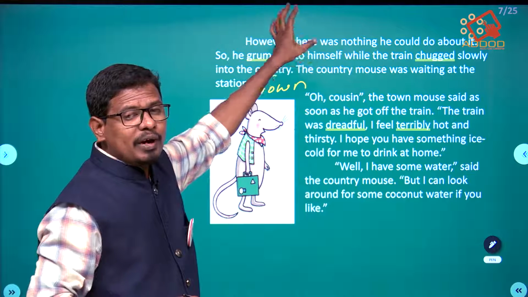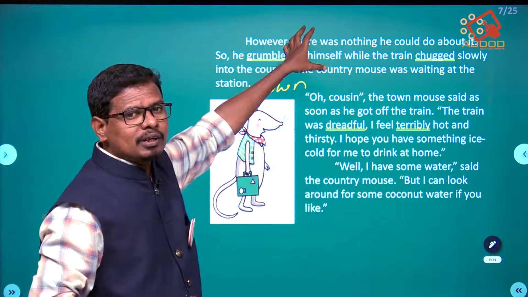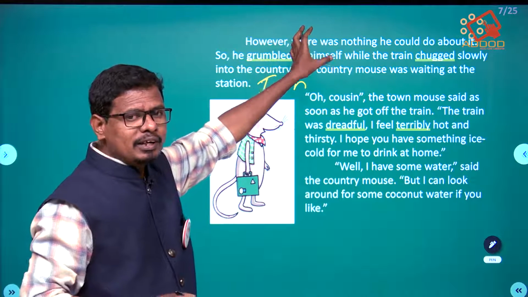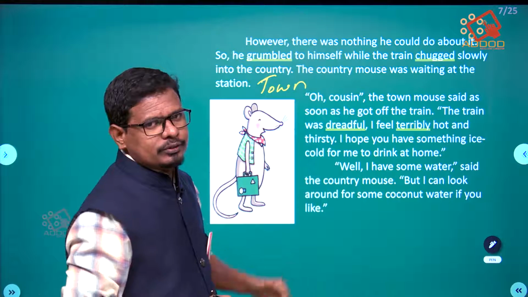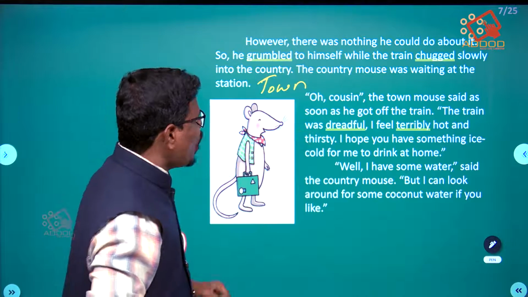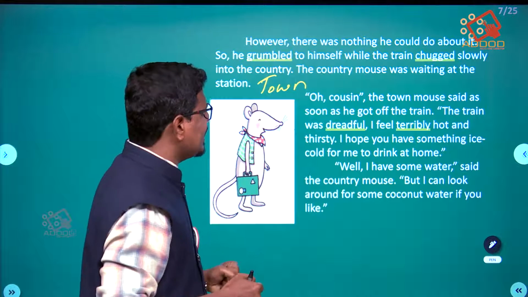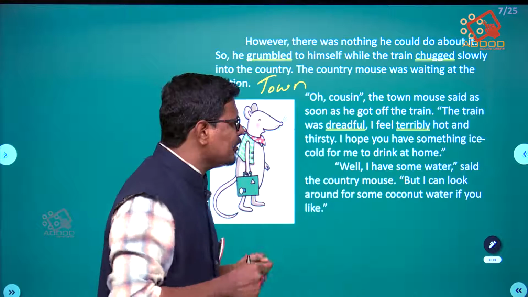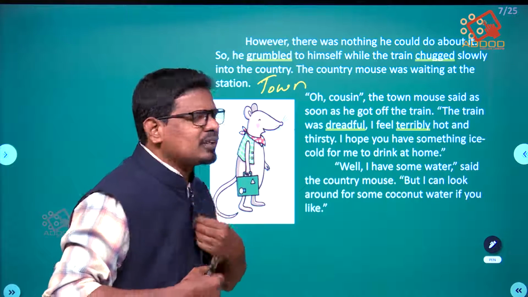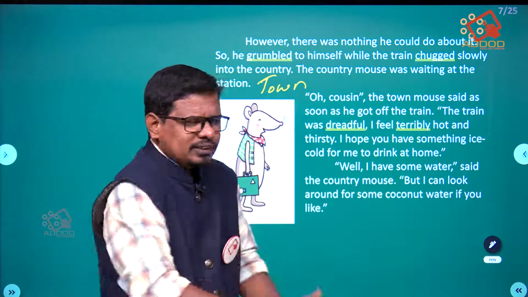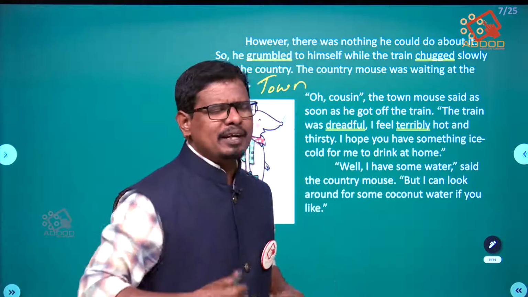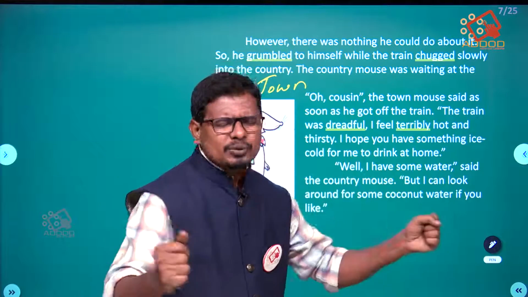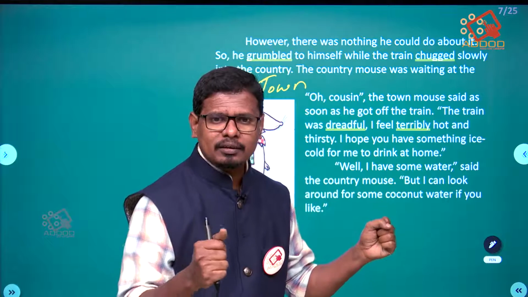As the day was bright and sunny, it wasn't comfortable. He wished he would have travelled in an air-conditioned coach. "Oh cousin," the town mouse said as soon as he got off the train. "The train was dreadful. I feel terribly hot. It was too hot. Oh my goodness." As soon as he got down, he put the bag there and immediately said, "Oh my goodness, it's too hot, countryside."